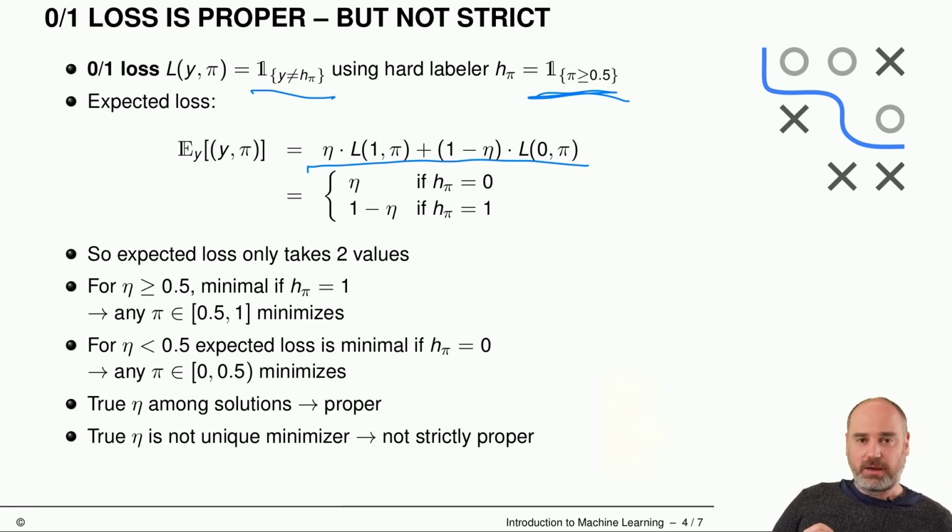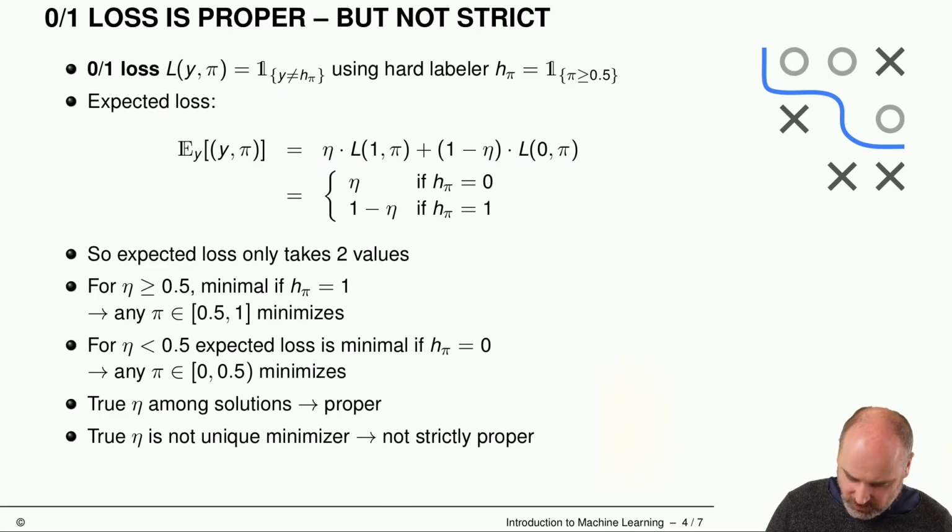So if our hard label actually produces a 0 value, let's remove a little bit of scribbling. So if we produce a 0, then for this case here, the loss between 0 and 0 is going to be 0, right? Because it's going to be a correct prediction. So we only have this thing here. And now this loss here is going to be a 1. So the result is just the error. And if you do this for h equals 1, this term will vanish.